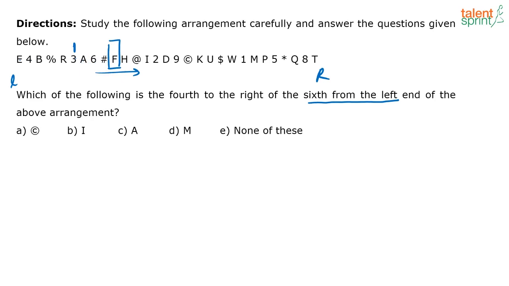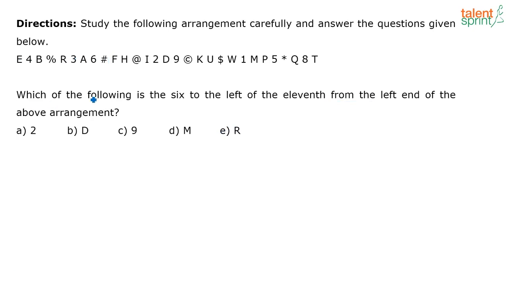Okay. So the correct answer here is none of these. Option E. So which of the following is the fourth to the right of the sixth from the left end? So this is your left end. You first found out which is sixth from the left end, and then fourth to the right of that is F. So the correct answer is option C, none of these.